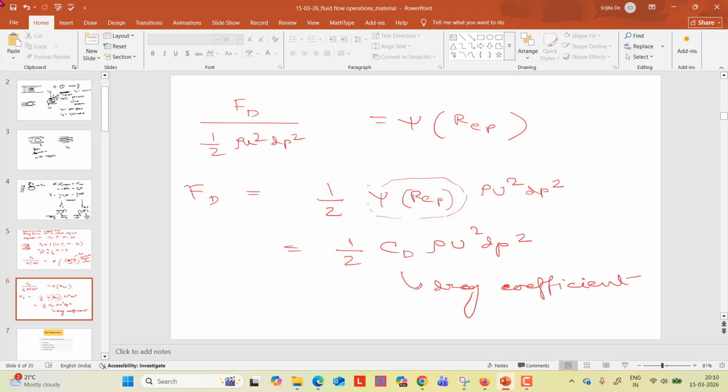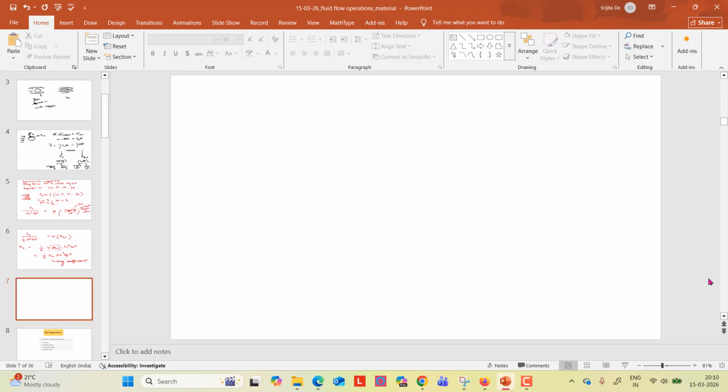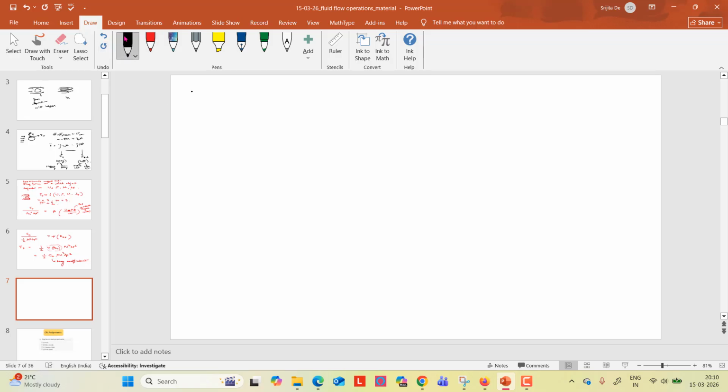So what will be this drag coefficient or friction coefficient? Drag coefficient over a laminar flow, over a plate. So drag coefficient for a flow over a flat plate, laminar one.